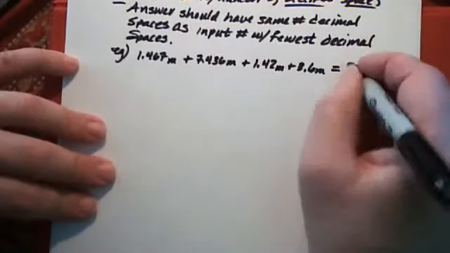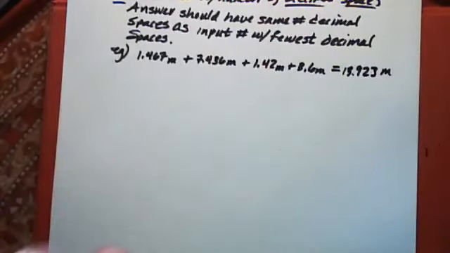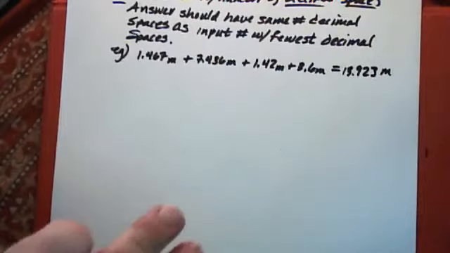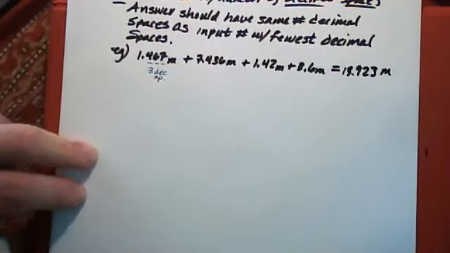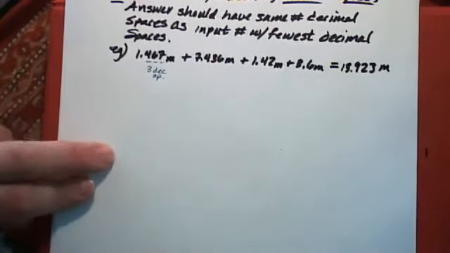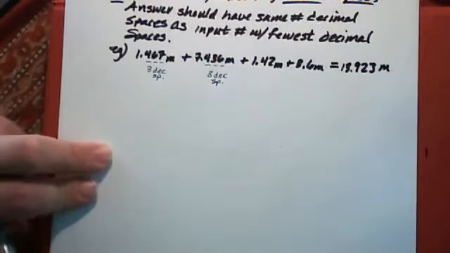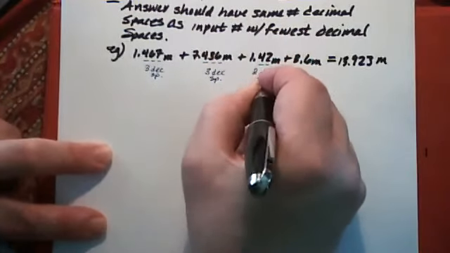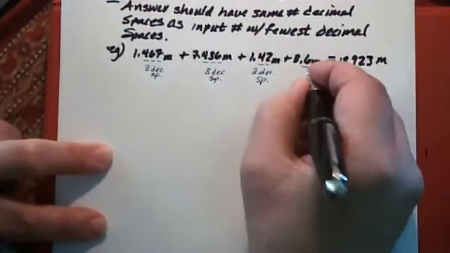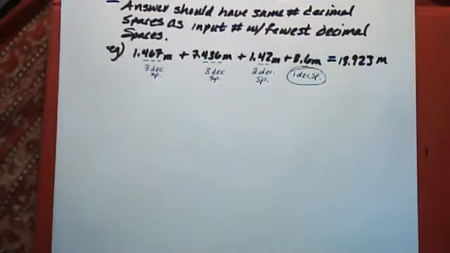If you add all of these numbers together in your calculator, you're going to get 13.923. But that's actually too many decimal spaces, because if you look at the numbers here, the first number has 3 decimal spaces, 467. The second number has 3 decimal spaces, 436. The third number has 2 decimal spaces. And the last number only has 1 decimal space. That's the fewest number of decimal spaces, and so that's how many we have to have in our answer.